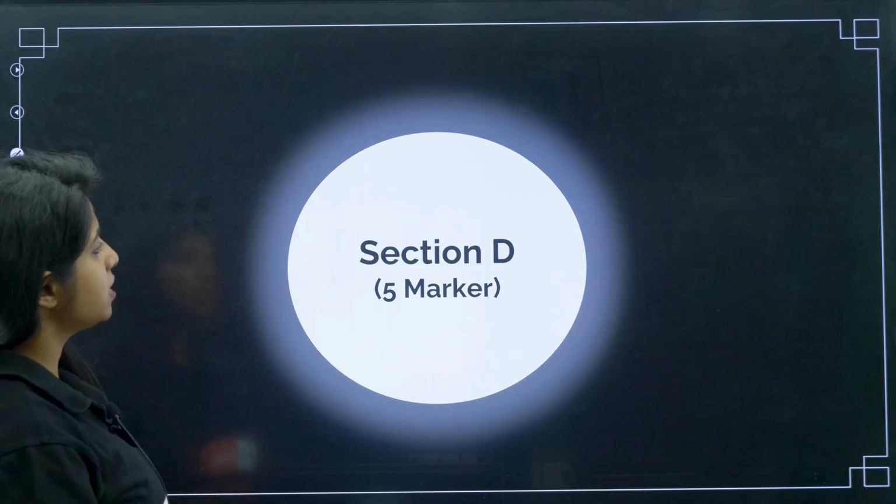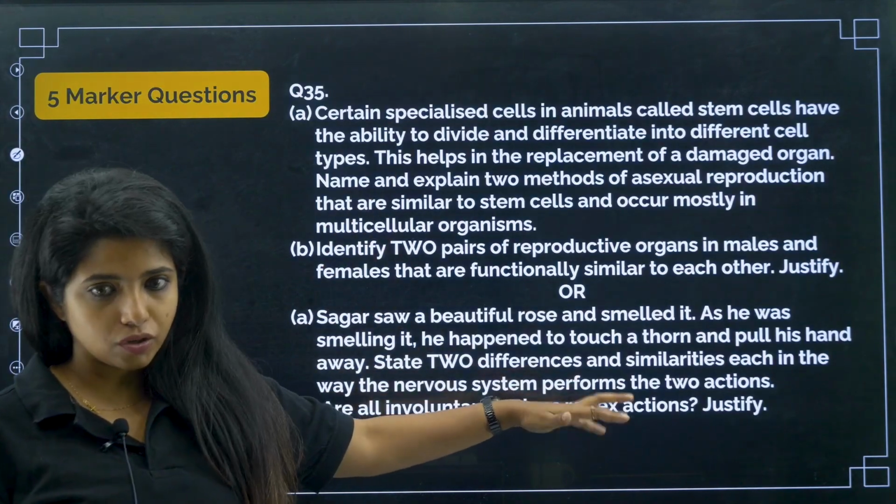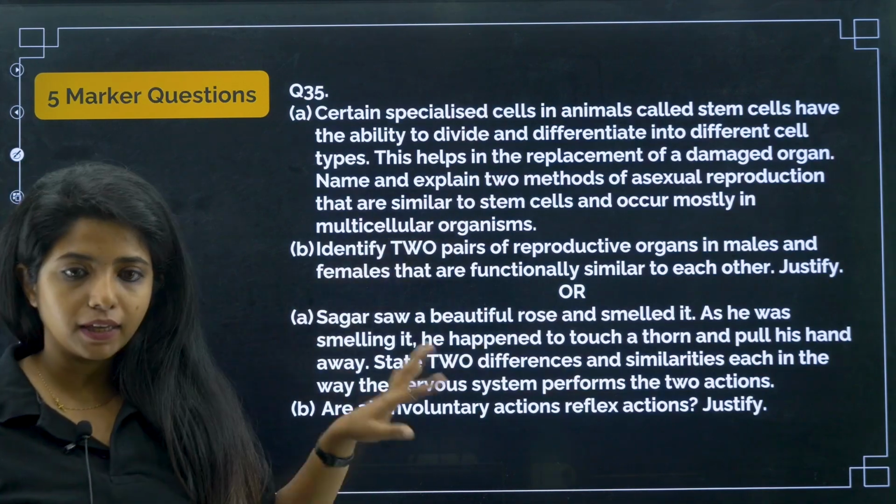So, section D consists of 5 mark questions. There are 2 questions which you can attempt, my dear children. I am going with the first one and then we will try the next one.